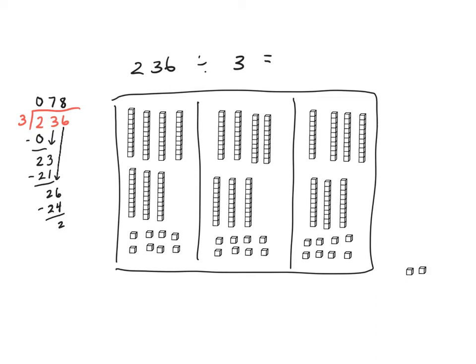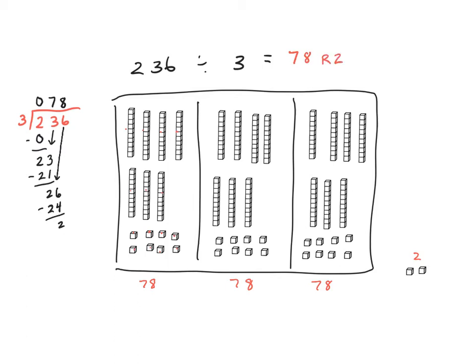in each one of my individual squares, I have 1, 2, 3, 4, 5, 6, 7 flats, or 7 longs, and 1, 2, 3, 4, 5, 6, 7, 8 cubes, 78 cubes in each one. And then I have 2 leftovers right here. So my answer is 78 with a remainder of 2.